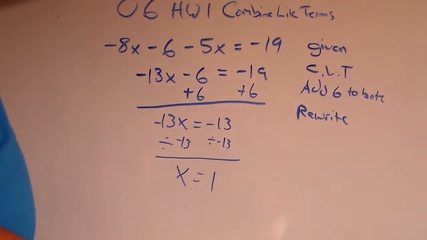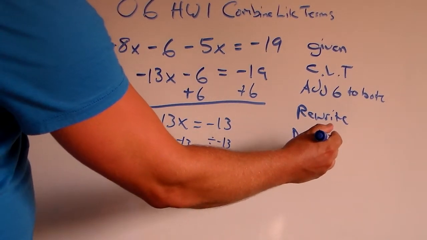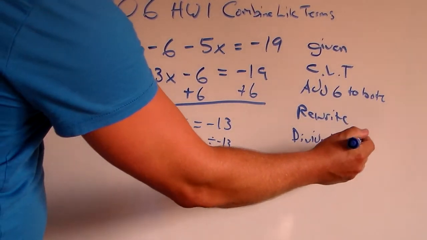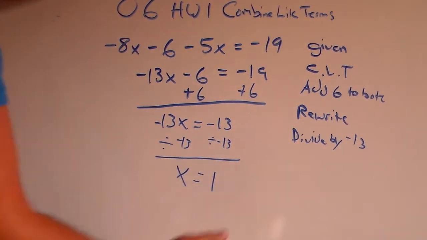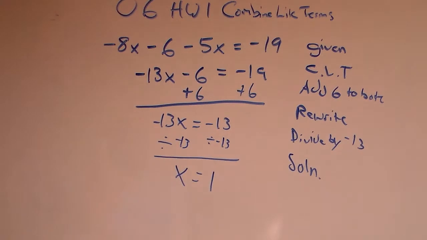make it nice and pretty. And then divide by negative 13 to both sides of the equal sign. And then we have the solution. And that's problem number 5, step by step. And the answer to that, as far as the multiple choice, is B, 1.